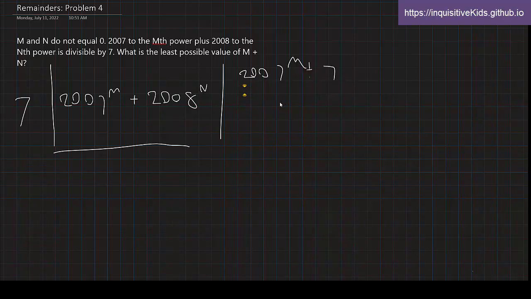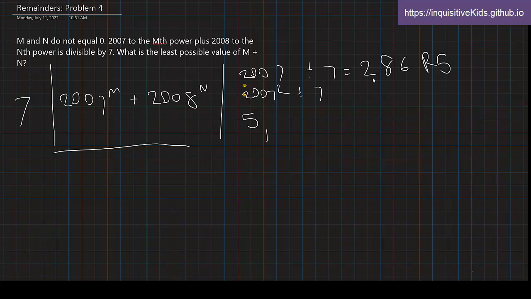And so 2007 divided by 7. Let's first do 2007 divided by 7. That's equal to 260 with a remainder of 5. So the first one would be 5. Now let's do 2007 to the second power divided by 7.